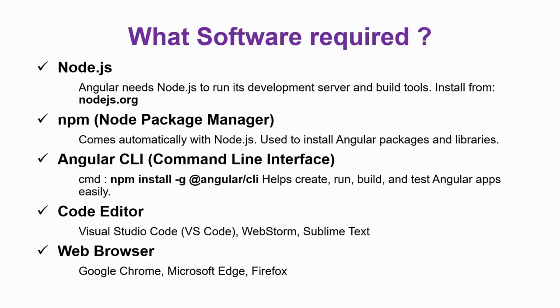To verify whether Node.js has been installed or not, you just go to the command prompt and type node space hyphen version, and it will give you the version of Node.js. In the same way you can check for npm also. Simply type npm space hyphen version, and it will give you the npm version as well.